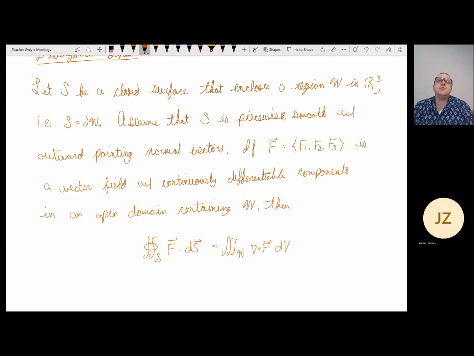There is not a single scenario where the flux integral is simpler than the triple integral. I love this theorem. As long as your surface is closed, you can evaluate the flux as a triple integral.